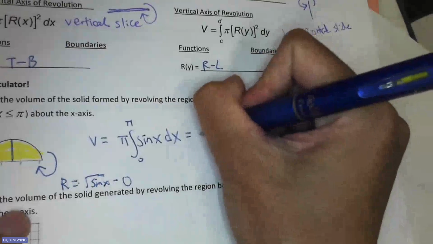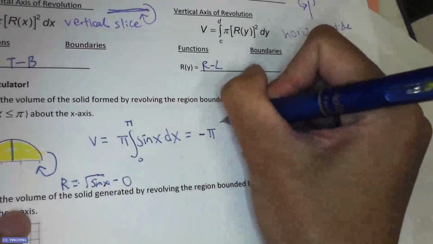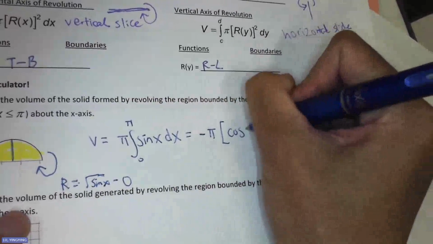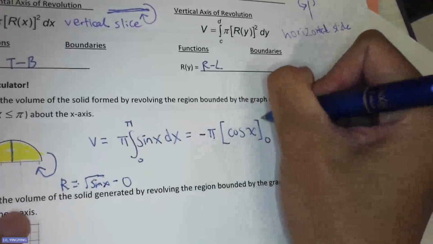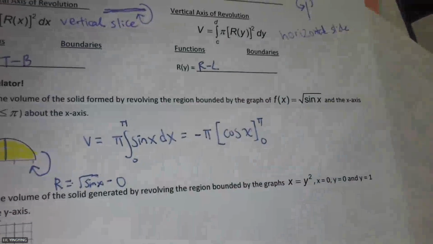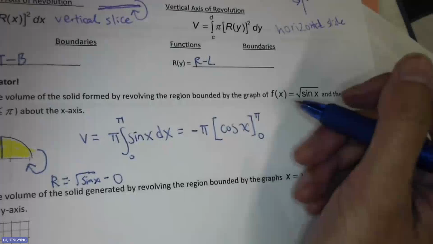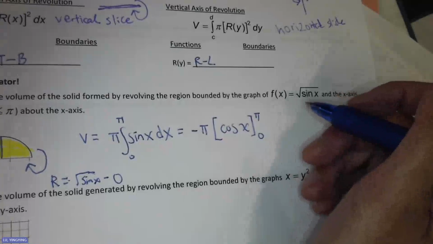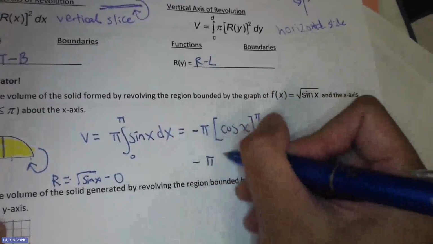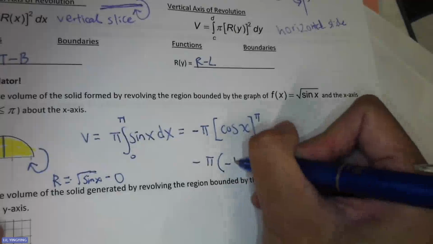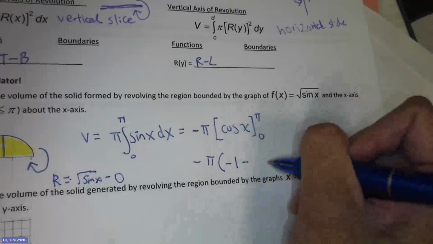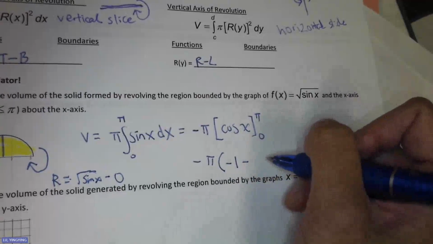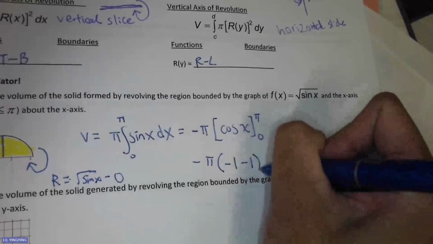Negative cosine. So I'm going to put the negative outside of pi. This is easier to evaluate. We are evaluating from 0 to pi. Cosine pi, again, everything you got is supposed to be a positive number. Okay, so we got a negative pi there. Cosine pi happens to be -1. F of b subtract f of a. Cosine 0 is 1. What's the final answer?